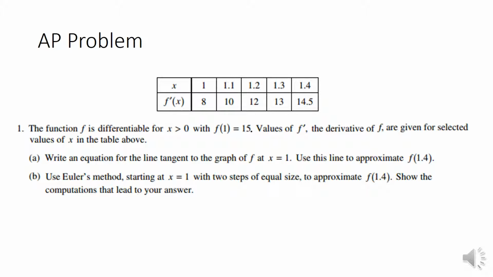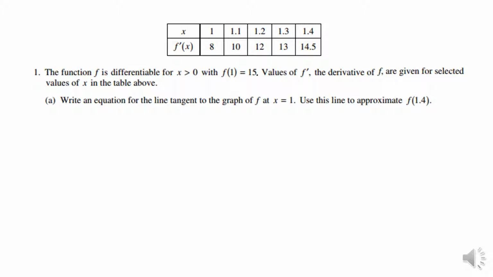So now let's take a look at a practice AP problem, which I slightly modified, but this is from an actual AP test. And we're going to be looking at using both linearizations, which is the same thing as a tangent line, and Euler's method to do this approximation. So we're going to start off with a linearization problem. And again, I highly recommend that you pause the video and try to work through this on your own before watching me go through it.